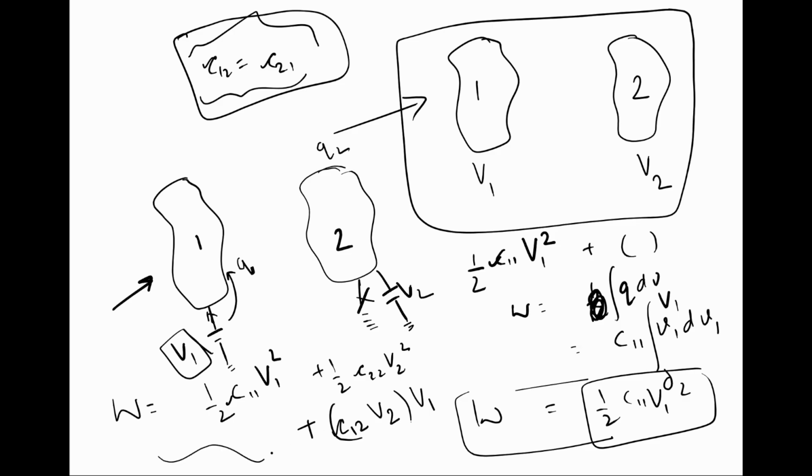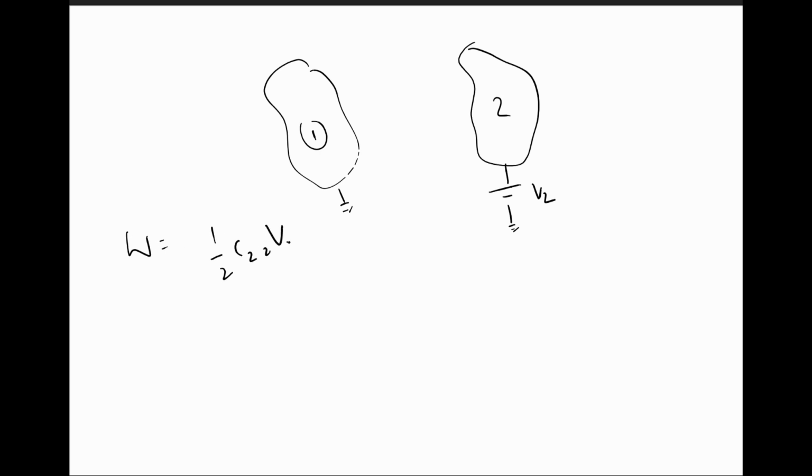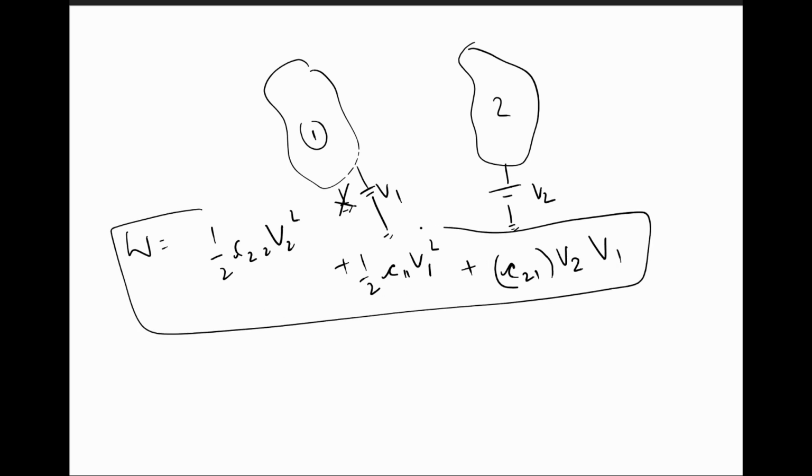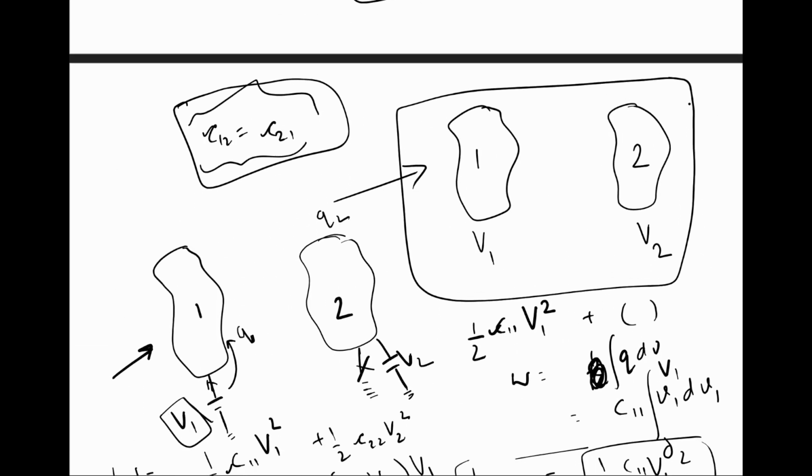Now we can reach this stage in another way. How? We can first keep conductor 1 as ground, and we can charge this conductor to potential V2. So in that case, work done will be half C22 V2 square. Now I will remove this ground and connect it to V1. So energy stored will be half C11 V1 square, and it will be C21 V2 V1. Now these two configurations are same. This configuration and the previous configuration are same.